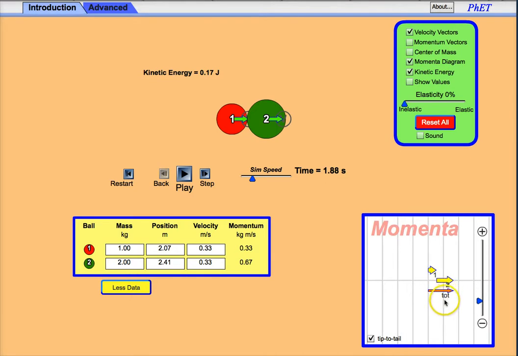Now let's look at energy. Is kinetic energy conserved? No, it's not. When we started, we had 0.5 joules. Now what we are left with is 0.17 joules, which means that kinetic energy is not conserved. So again, to summarize, in an inelastic collision, kinetic energy is not conserved, but momentum is conserved.